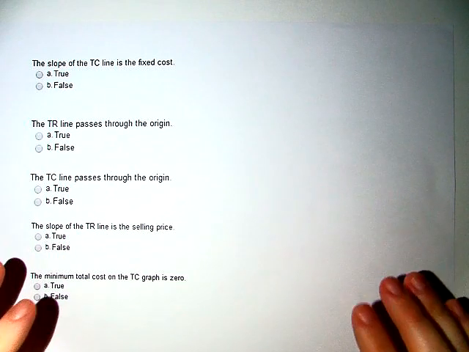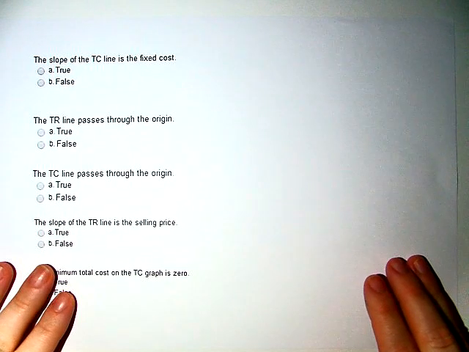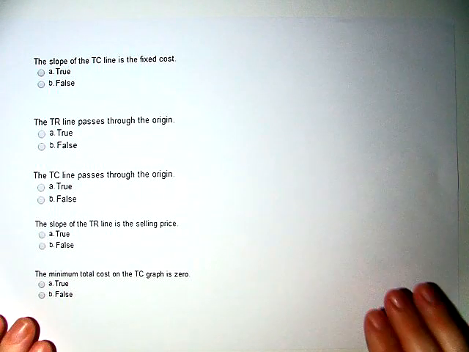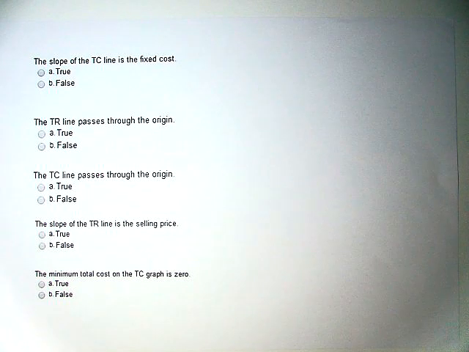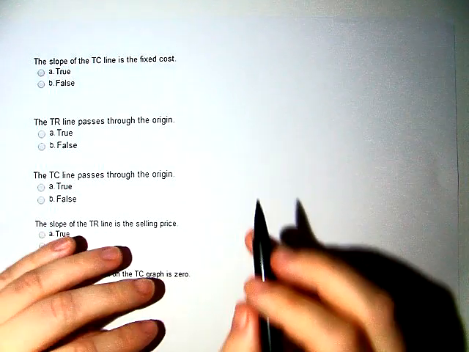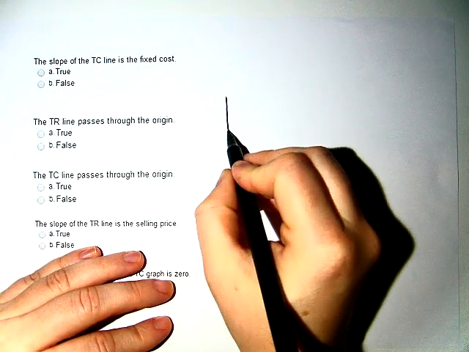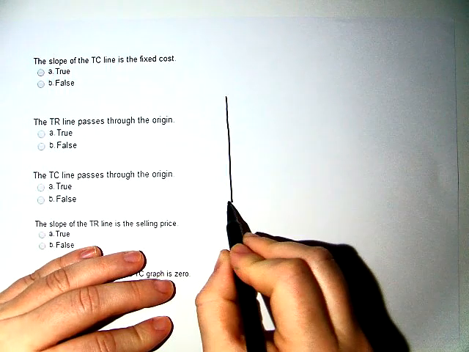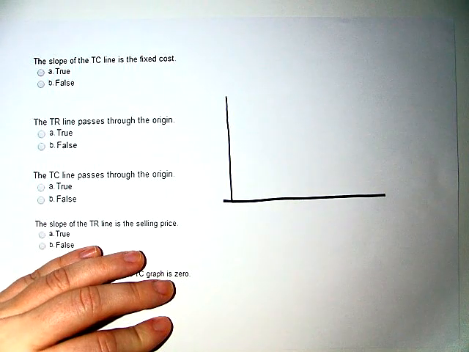So now we're going to look at Unit 4 for our final exam revision. A lot of these questions are true-false and they deal with the total cost line and the total revenue line. In order to solve for this, we're actually going to start by graphing an approximation of what they look like. So we have one value, we have another value.